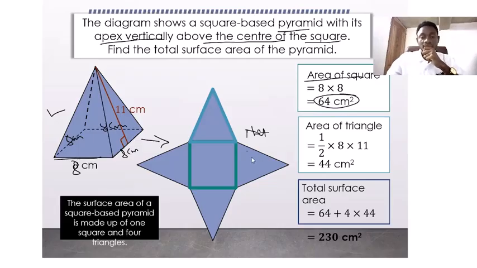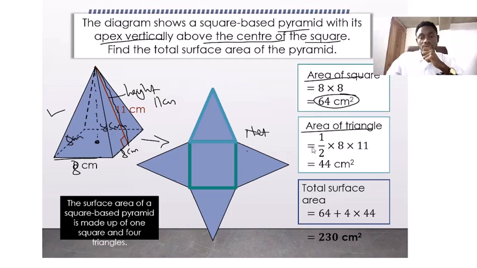Then we find the area of one of the triangular faces and we multiply it by 4. So area of a triangle is half times the base times the height. From here, the height of this triangle is 11 centimeters. So this is not the actual perpendicular height for the pyramid, but rather the height for the triangle. The perpendicular height for the entire pyramid is from the apex to the center of the pyramid's base. But this height that we see here is the height for the triangle.